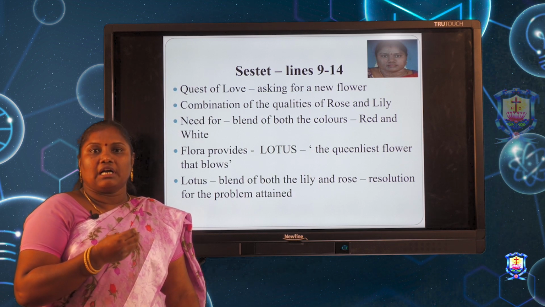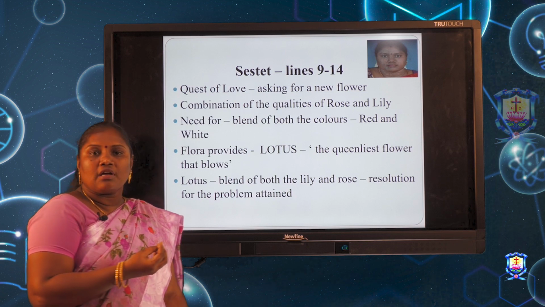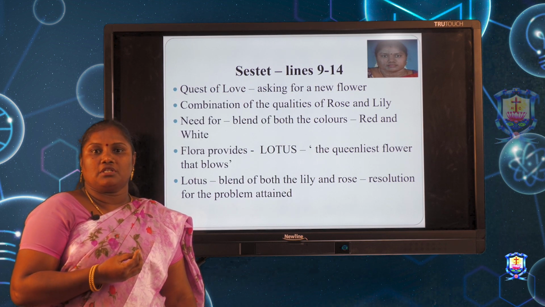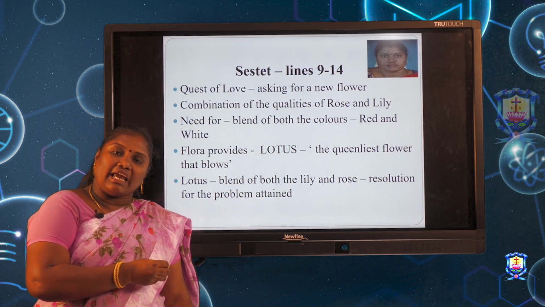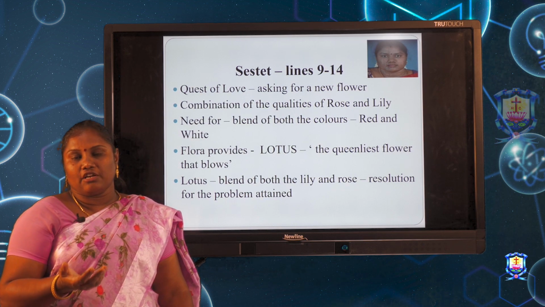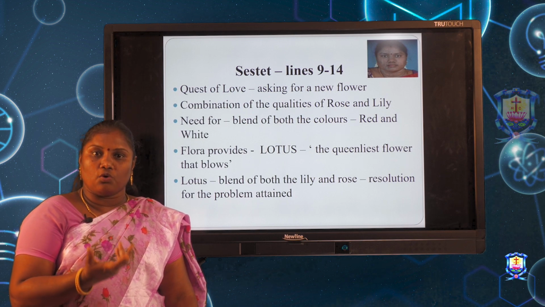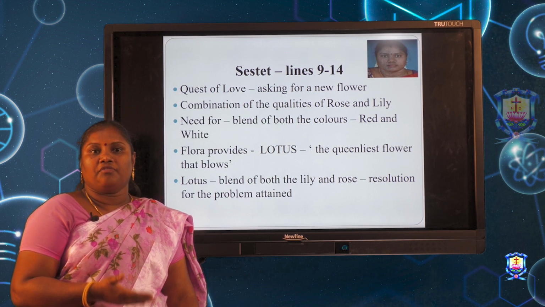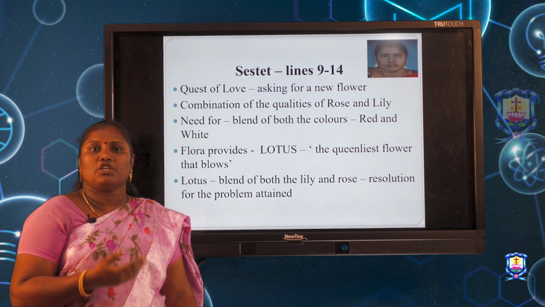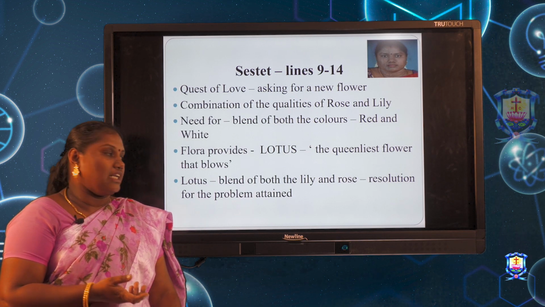Finally, in order to bring out the theme of love, Flora brings a conclusion towards the end of the poem. She takes the color of the rose and the color of the lily and combines them to form a new flower called the lotus, the national flower of our country, which brings out the Indian heritage, culture and pride of Indian society.